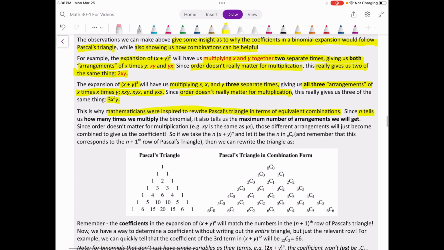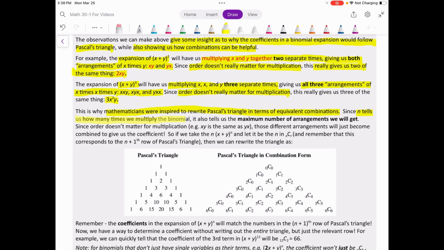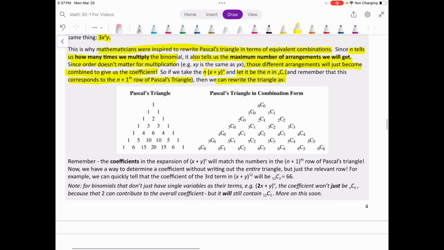Since n tells us how many times we multiply the binomial, it also tells us the maximum number of arrangements that we will get, right? Since order doesn't matter for multiplication, those different arrangements will just become combined to give us the coefficient. So if we take the n in (x plus y) to the power of n and let it be the n in n choose r, and also remember that this corresponds to the n plus 1th row of Pascal's triangle, then we can rewrite the triangle as this, okay?